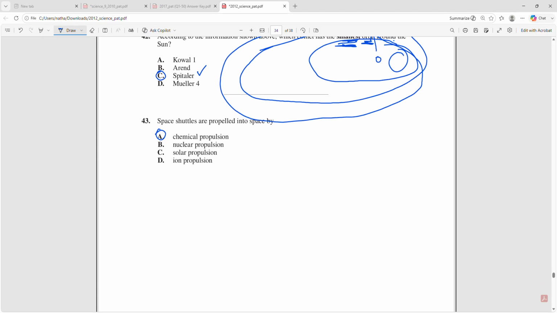Space shuttles are propelled into space by rocket fuel, chemical propulsion. Ion propulsion, nope, that does not have enough force. That's used once things are in outer space. Solar propulsion, again, like wind, solar sails provide some amount of thrust, but not nearly enough. That's more useful once in outer space. Nuclear propulsion, I do not think there's even such a thing. Nothing that I know of, but chemical propulsion, yes, correct answer.